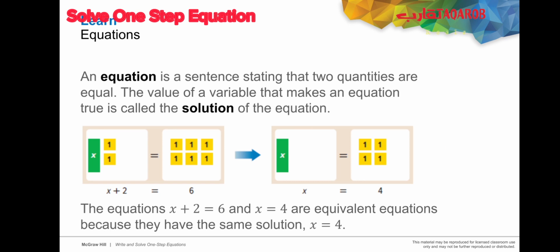If I add 4 blocks to the 2 blocks that I have in the equation, I will make the two sides equivalent. The equations x plus 2 equals 6 and x equals 4 are equivalent equations because they have the same solution. So x is equal to 4. This is how we find the solution.